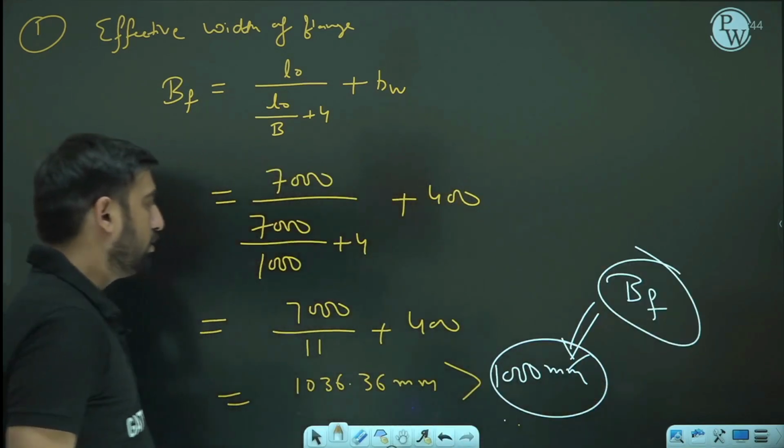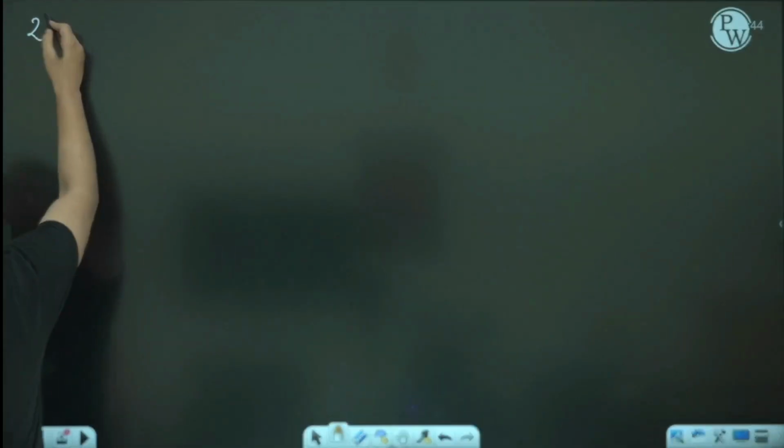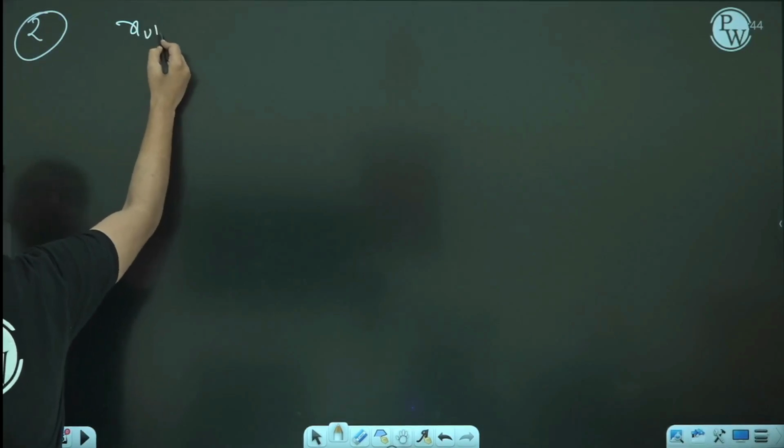Okay. Now another step. Next step is calculation of XU limb. So this is quite easy.